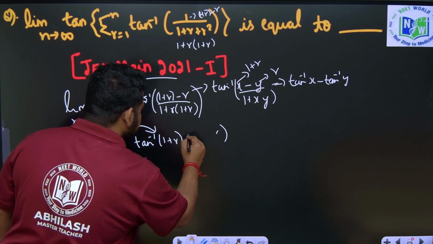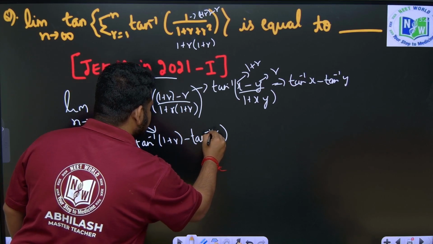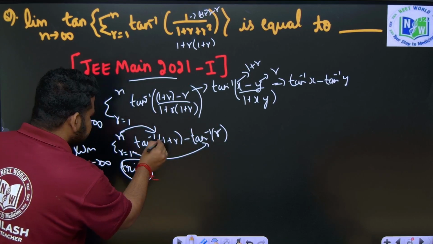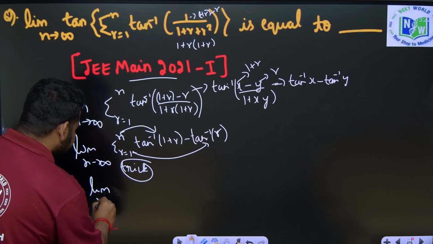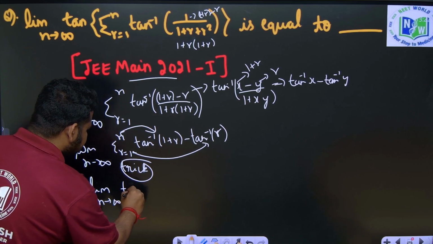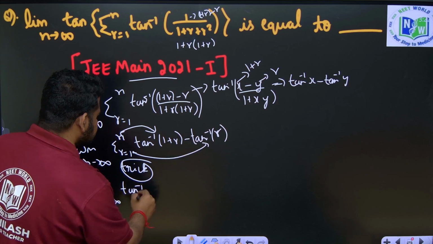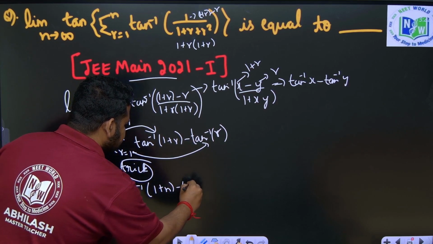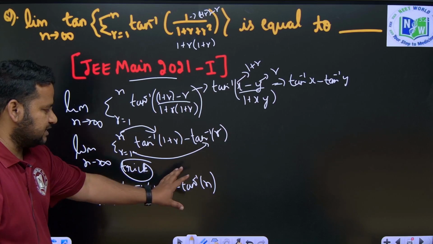Tan inverse of r minus tan inverse of r. The small value I will give to the small value, the larger value I will give to the larger value. So what will this become? Limit as n tends to infinity, this will become tan inverse of 1 plus n minus tan inverse of n. This is tan inverse of x minus tan inverse of y.